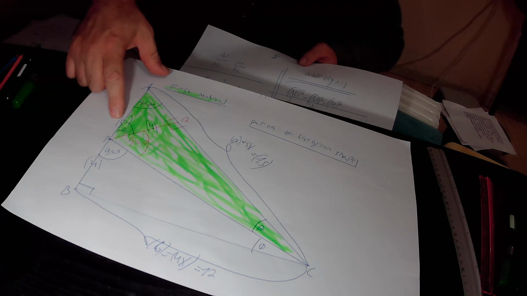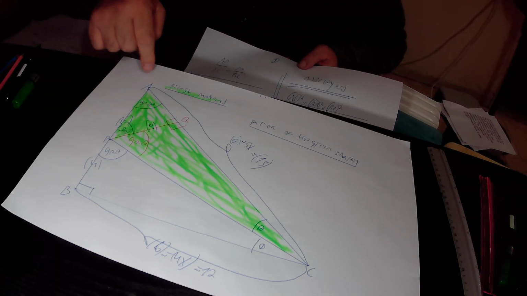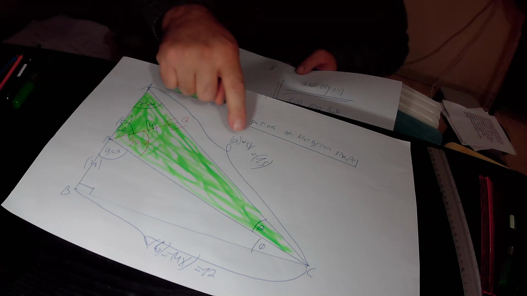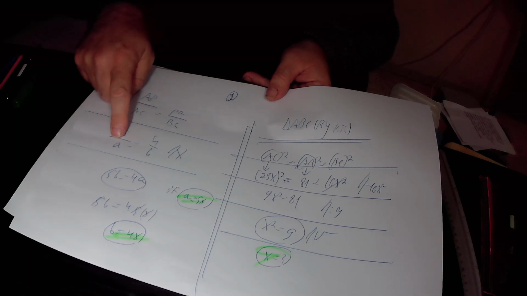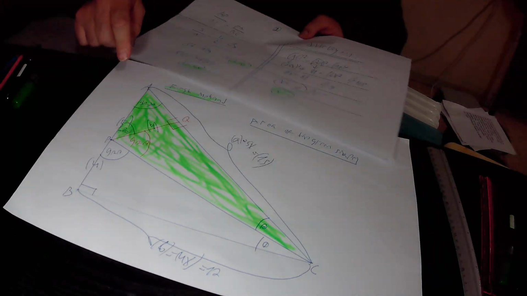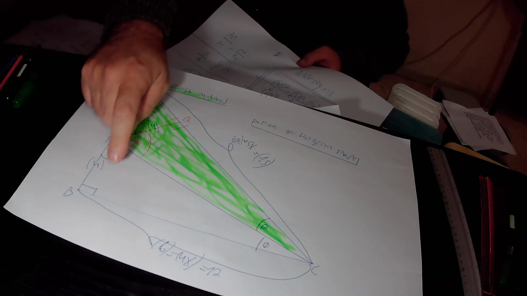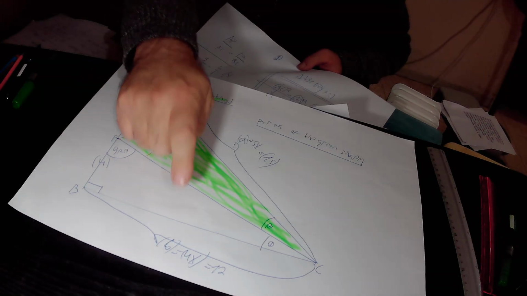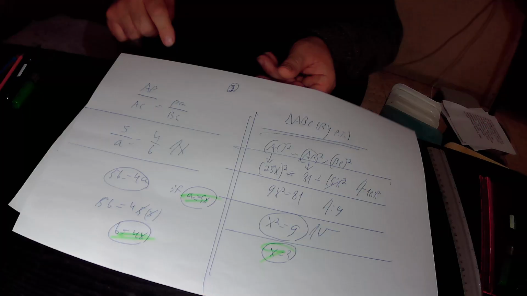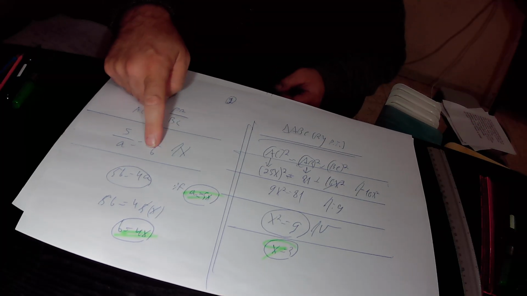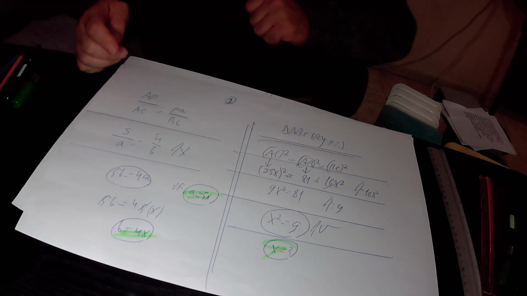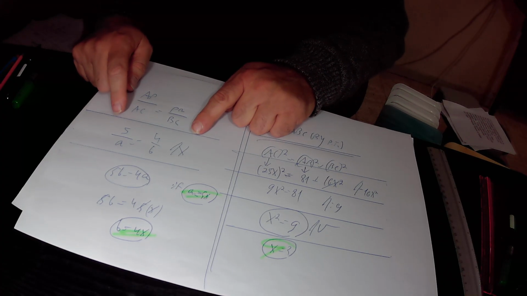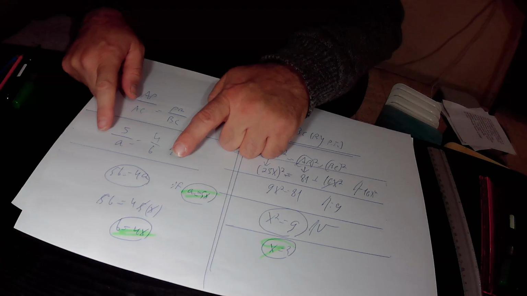AP is 5 over AC. We define AC as A and BC as B. So AC is A according to our definition. AP is 5 and AC is A, and this equals PQ. PQ is 4 over BC. BC is B according to our definition. So in total, we find that 5 over A equals 4 over B. If we cross multiply this equation, we find that 5B equals 4A.